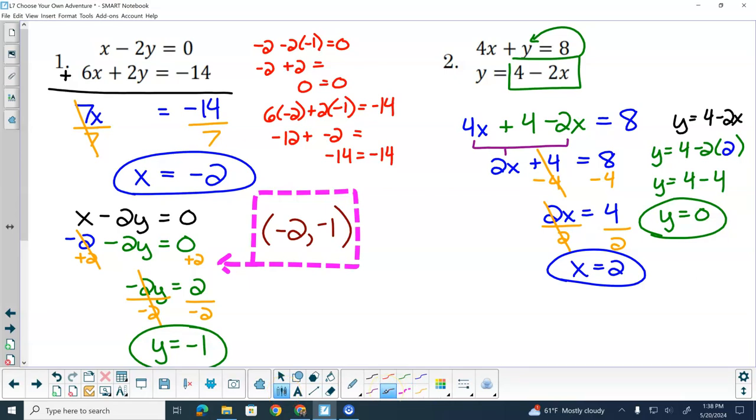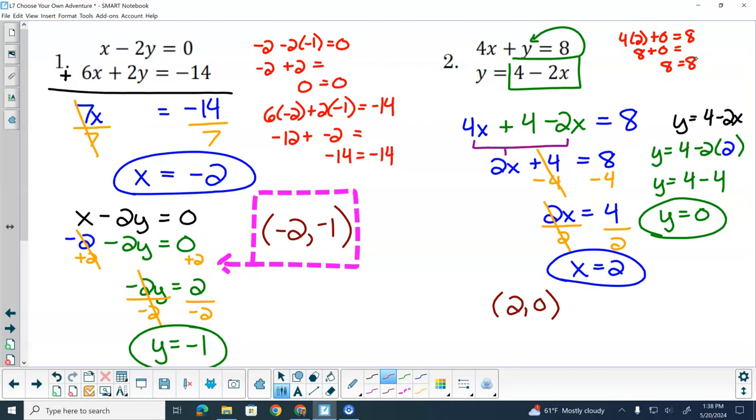So what's next? Okay, what is it? 2 comma 0. And then what? Check it. Check it now again. Okay. So we're way back up here. 4 times 2 plus 0 has to be 8. 4 times 2 is 8. 8 plus 0 is 8. And 8 is equal to 8.